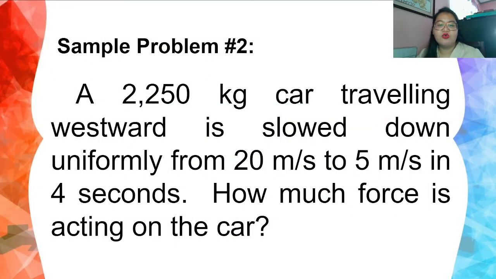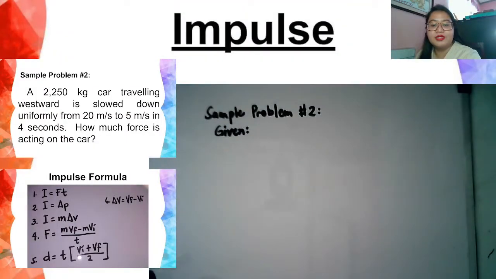A 2,250 kilogram car traveling westward is slowed down uniformly from 20 meter per second to 5 meter per second in 4 seconds. How much force is acting on the car? So let's now have sample problem number 2.